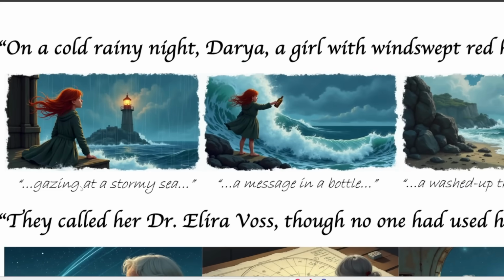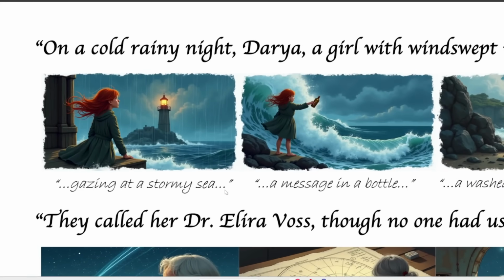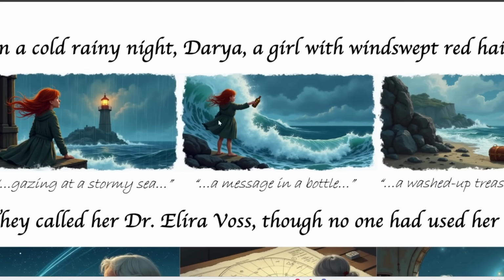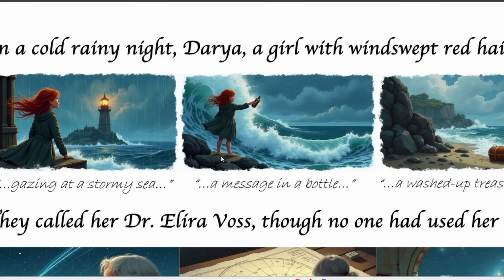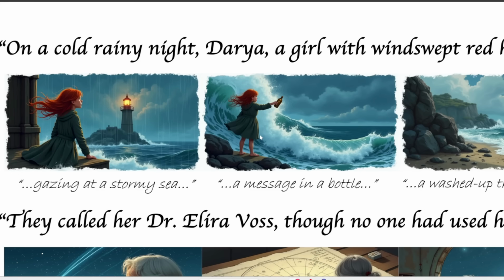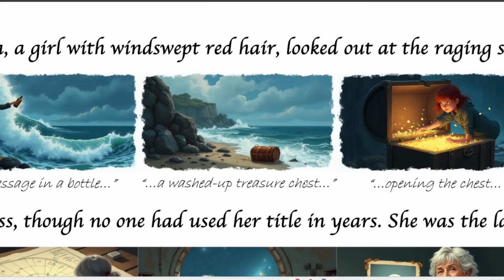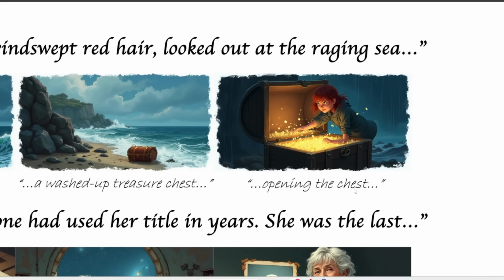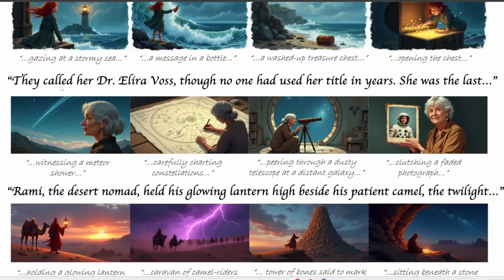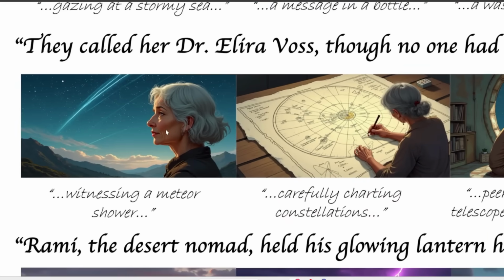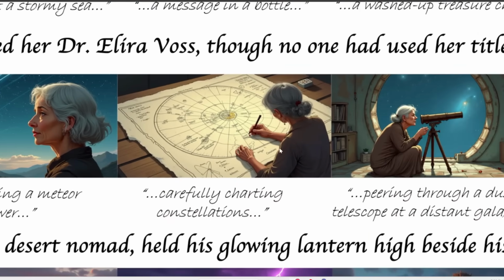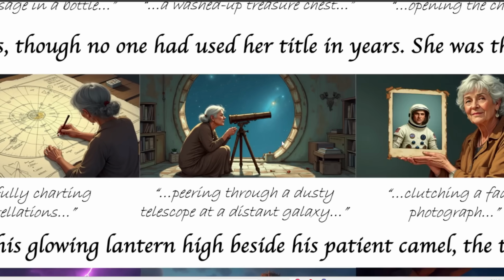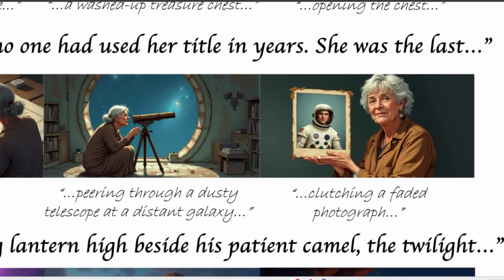For example, one panel could be this character gazing at the stormy sea, and then another panel would be her holding a message in a bottle, and note that the character, the lighting, the scene looks pretty consistent across these different panels. And then here's a washed up treasure chest, here is the character opening the chest. Or here's another example. Again, if you input an entire text story into here, it would break this up into separate illustrated panels. So here is the character witnessing a meteor shower. Here she's charting constellations. Here she's peering through a dusty telescope, etc., etc.